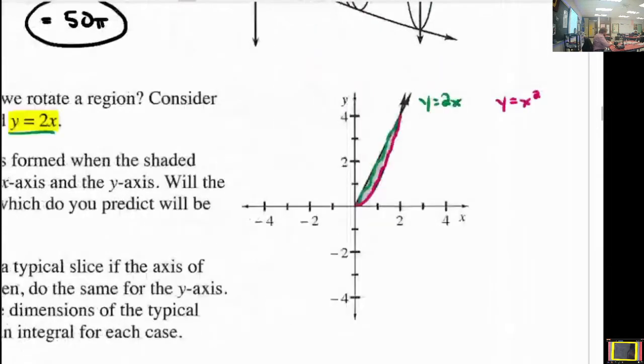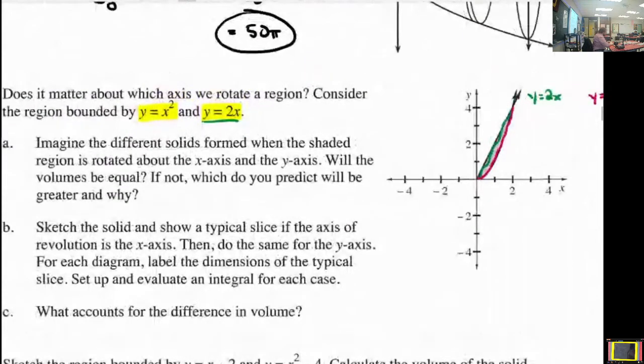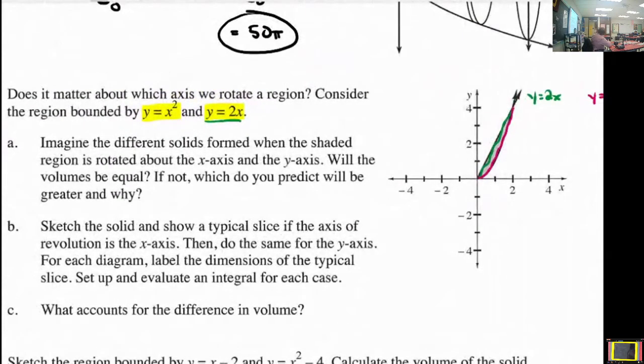And I believe the question in general, before we read the directions, is: would it matter if you took this region and spun it horizontally, or if you kept it right where it was and spun it vertically, would you get a different volume for the resulting solid? Unlike the last problem, we're not going to turn it on its side, we're just going to keep it right where it is. Will the volume be the same if you spin it horizontally or vertically? That's the question we're going to answer.